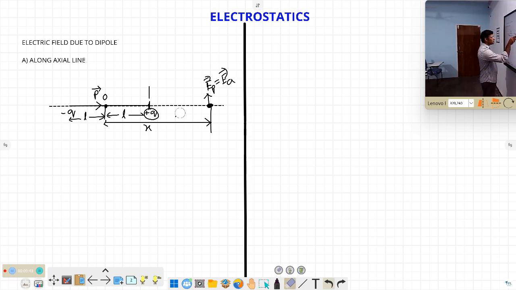We have many methods. We'll discuss that. X minus L is the distance of that. Or otherwise, if you want, we can also take it from one end. That is nothing but x minus L.